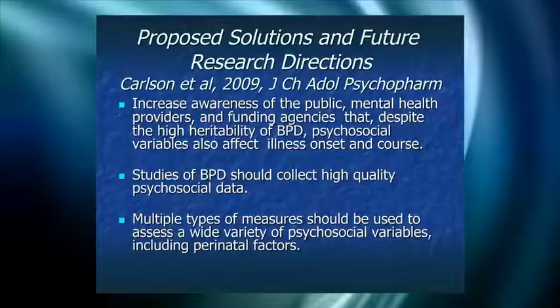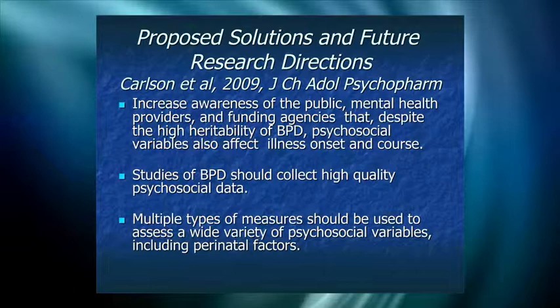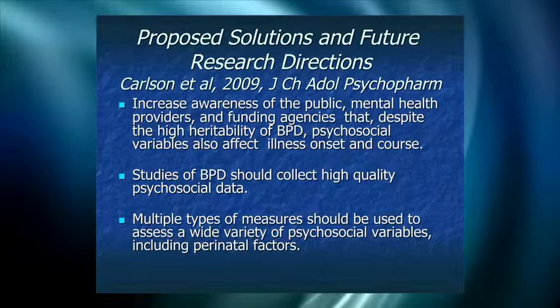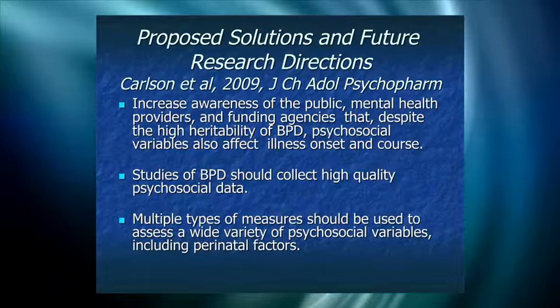We had a research group meeting at the American Academy of Child and Adolescent Psychiatry, and it was a big thought meeting, and then we put that all together into a paper that got published a few years later. In my section, the psychosocial section, the summary points we came to were that we need to increase awareness of the public, mental health providers and funding agencies that, despite the high heritability of bipolar disorder, psychosocial variables also affect illness onset and course; that studies of bipolar disorder should collect high-quality psychosocial data. We need multiple types of measures to assess a wide variety of psychosocial variables, including perinatal factors. But that notion is really that it's not enough to give the medicine. That alone will not treat the individual with bipolar disorder.